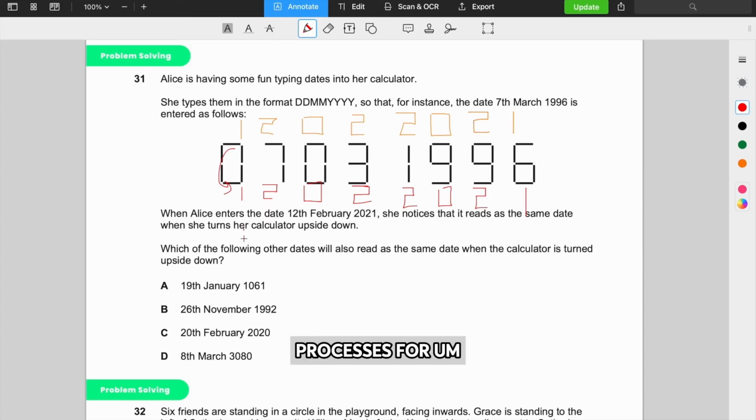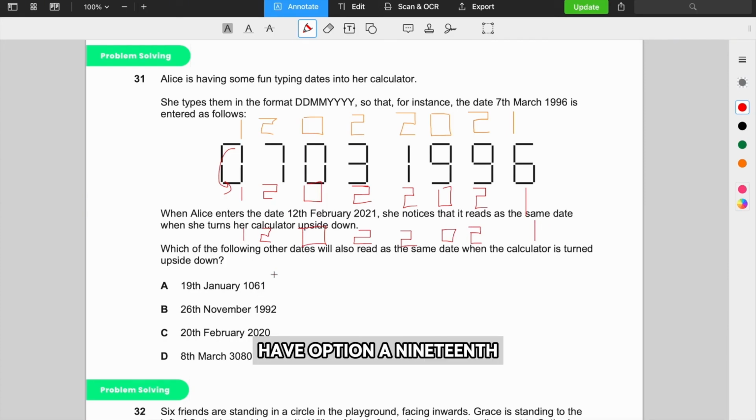So there's 2 processes for working out what a date will look like when you turn the calculator upside down. Alternatively, this is probably very long-winded. I'm just going to finish this. As you can see, it's going to just look identical whatsoever. I think you should just write out the date and then turn the piece of paper upside down, okay?